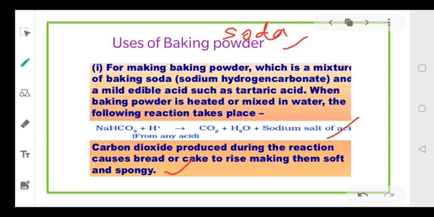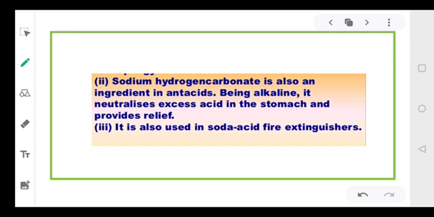Okay, dear students? Then sodium hydrogen carbonate is also used as an antacid. It is basic. Basic means it will turn red litmus blue. If a large amount of acid is produced in the stomach, like we use ENO, isn't it? If you have an acidity problem, then we use ENO. So ENO is nothing but sodium hydrogen carbonate.